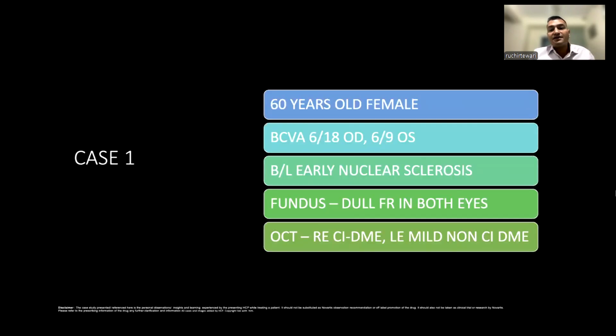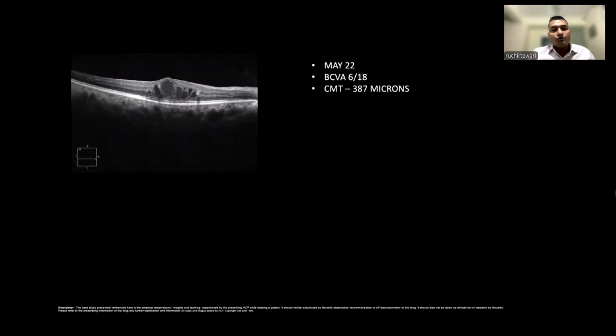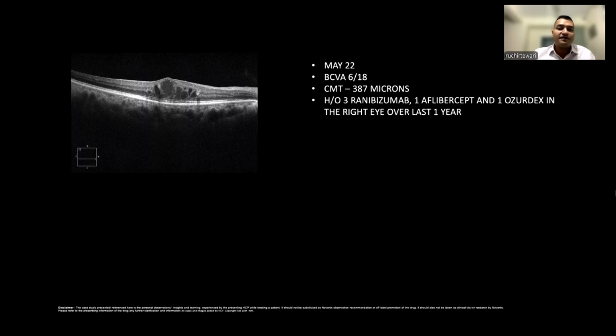So the first patient is a 60-year-old female, BCVA 6/18 and 6/9 in the right and the left eye. These are the OCT images. The right eye, in May 22, BCVA was 6/18, CMT was 387 microns. She had history of 3 ranibizumab, 1 aflibercept, and 1 Ozurdex in the right eye over the last 1 year. Her HbA1c was 6.7. She received 1 injection of brolucizumab.